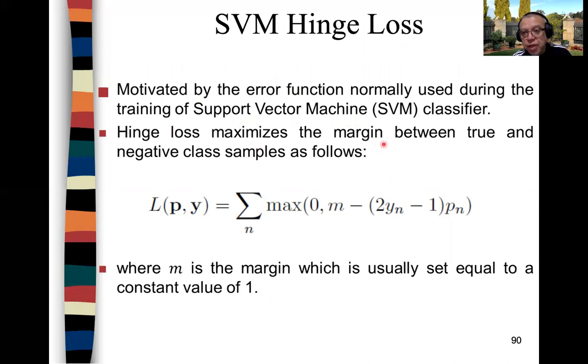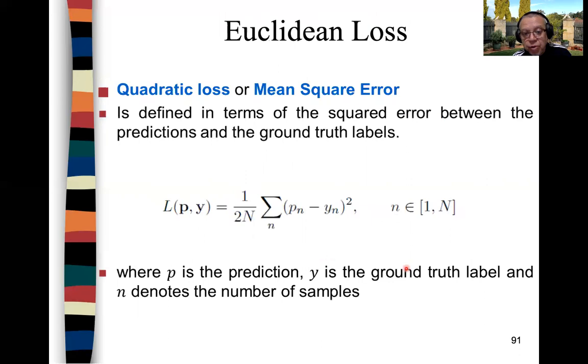Hinge loss maximizes the margin between the true, the positive, and the negative class samples using this loss function here. It's simply the max between 0 and this number. If this number is negative, the loss is 0. If this number is positive, the loss is this value here. And then the m is usually equal to 1. The pn is the predicted and the yn is the desired or the actual one, and you do it for this number of n. So p is your prediction, y is the ground truth label, and n denotes the number of samples.